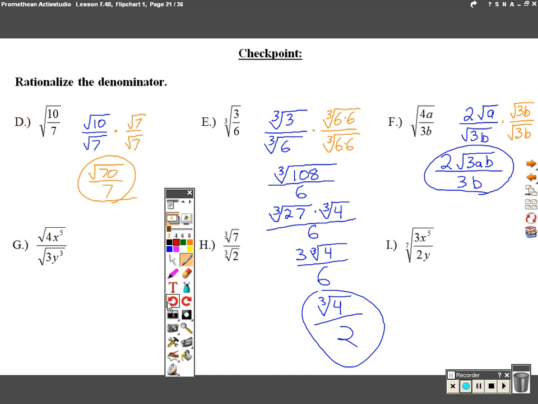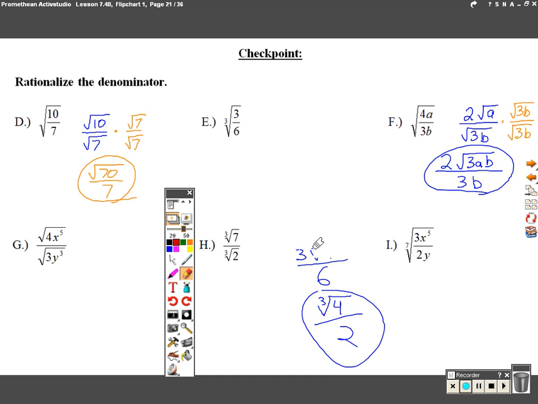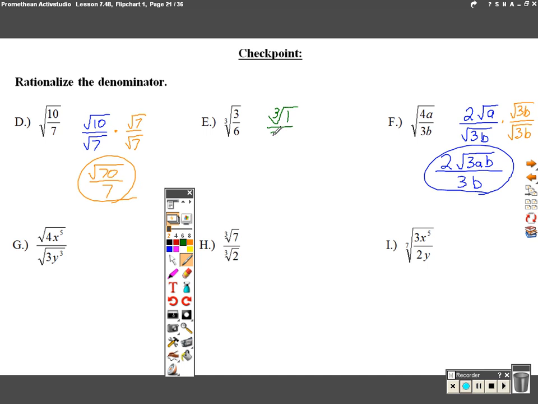So we still had a lot of work to do left, and the way that we could and should start doing these problems, before we start rationalizing the denominator like I did here, is to simplify first if we can. Like in letter E, 3 over 6 reduces to 1/2. So I can really write this as the cube root of 1 over the cube root of 2. Cube root of 1 is just 1 over the cube root of 2. Now I can begin to rationalize.